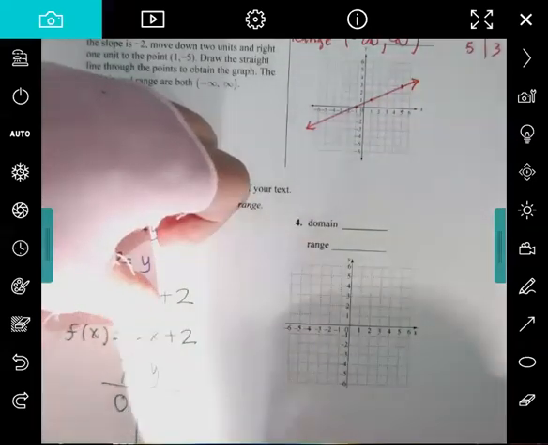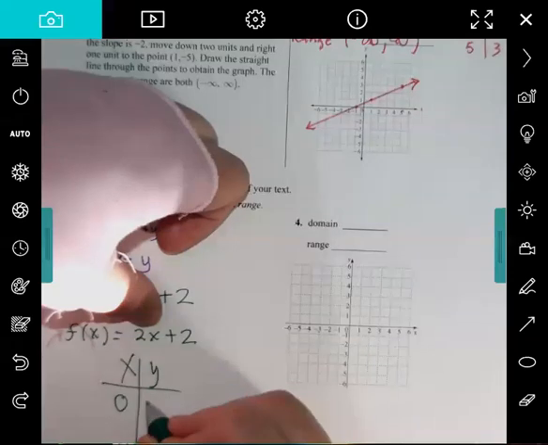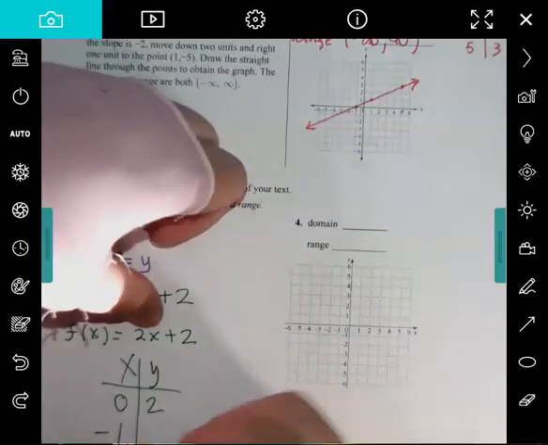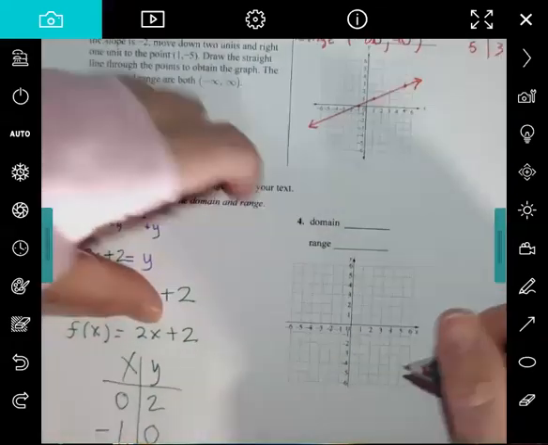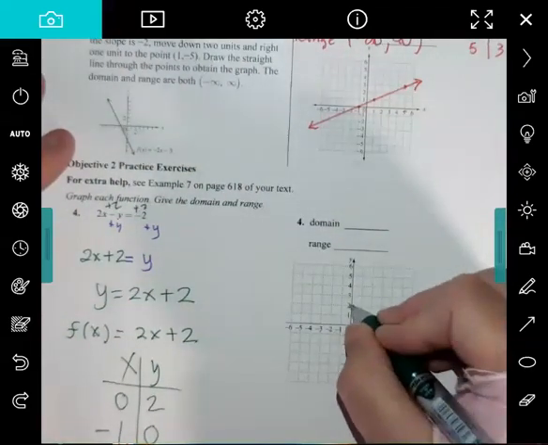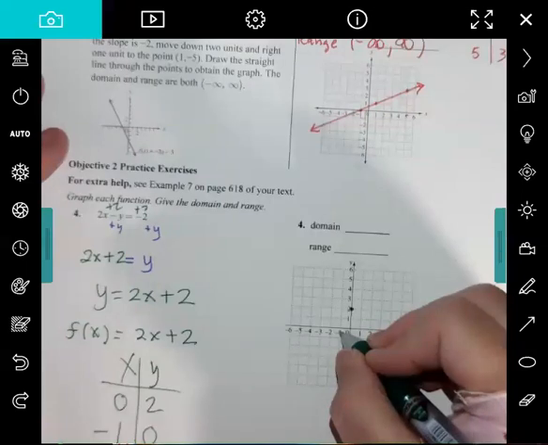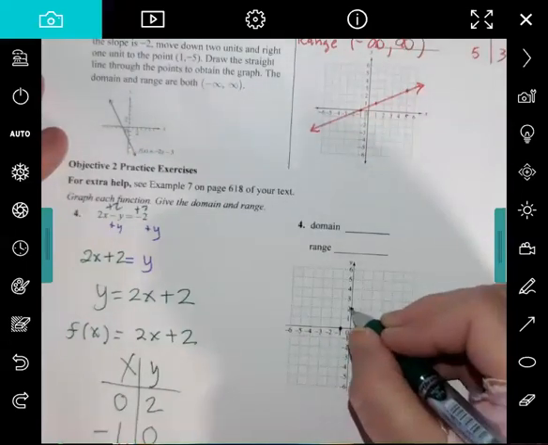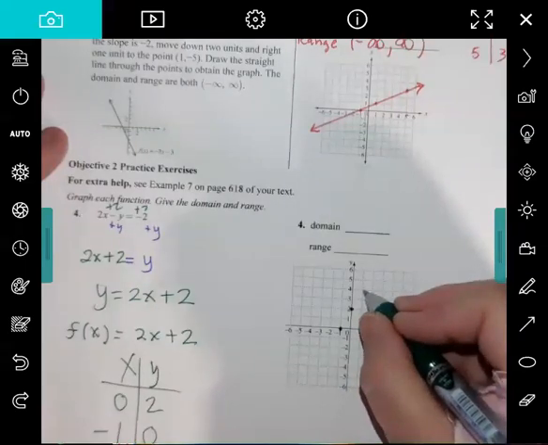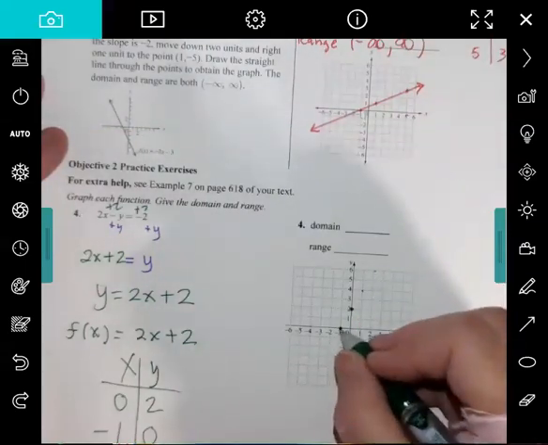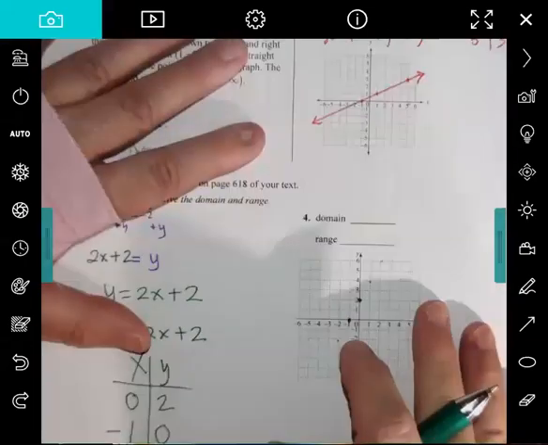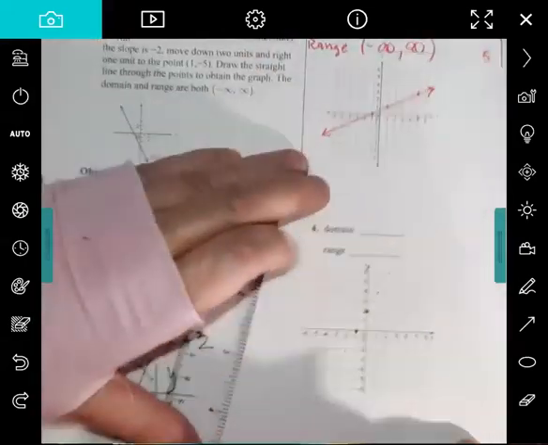0. 0 in there, I get a 2. I'm going to let x be -1 because I can tell that's going to be beautiful. Okay, that's fine. 0, 2, and -1, 0. And I know it's going to have a constant slope. Yep. Okay, grab your straight edge and draw yourself a line.